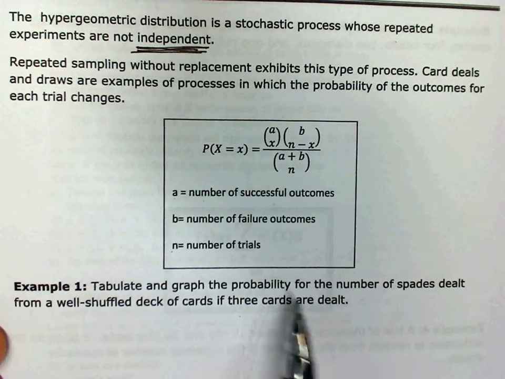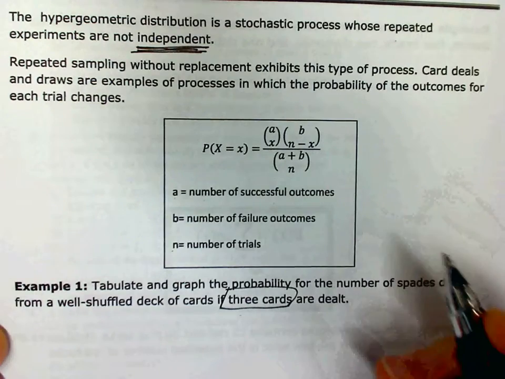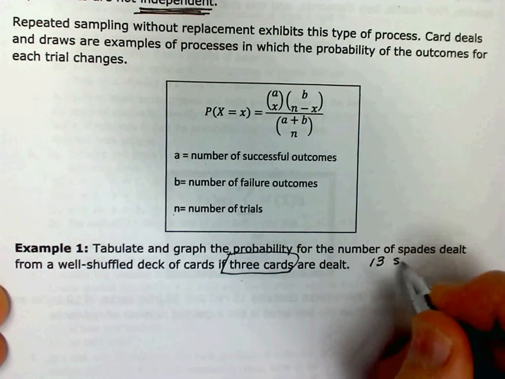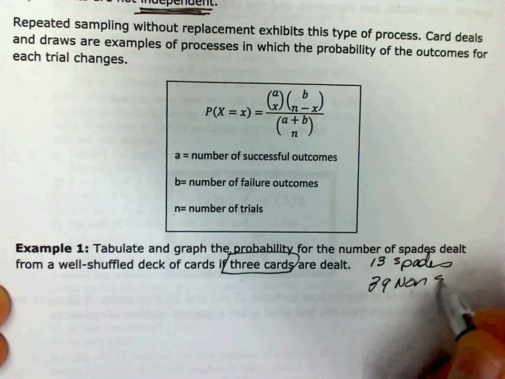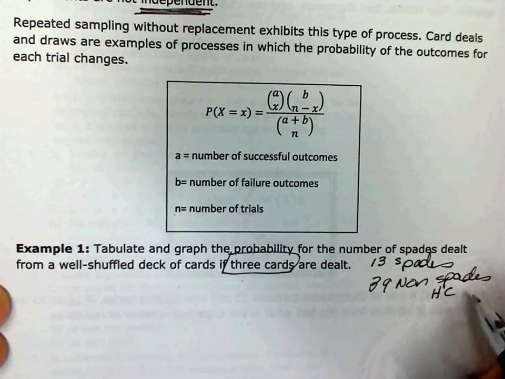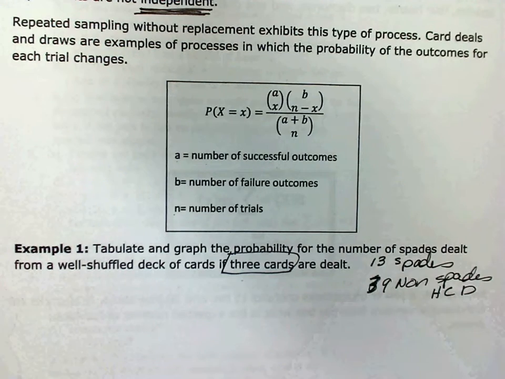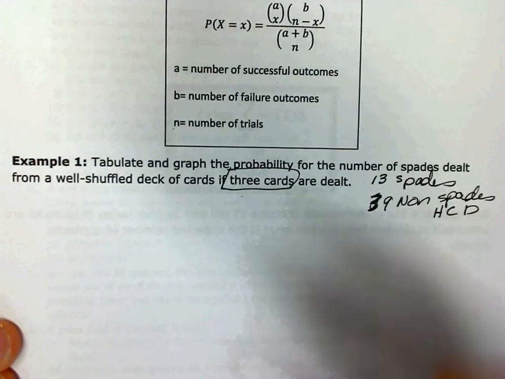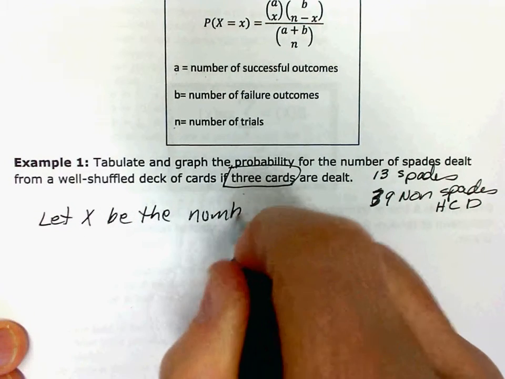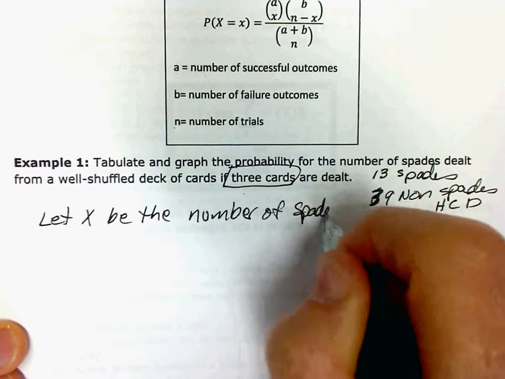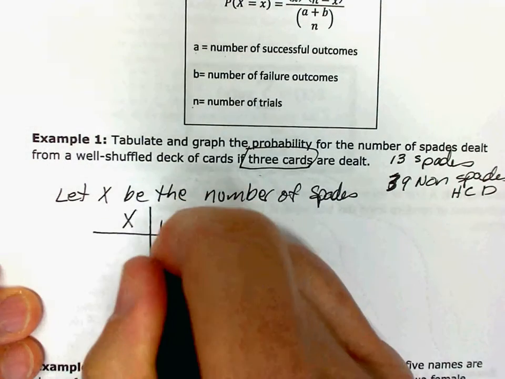Tabulate and graph the probability for the number of spades dealt from a well-shuffled deck of cards if 3 cards are dealt. Okay, so you know in a deck of cards there's 13 spades and 39 non-spades. In other words, hearts, clubs, and diamonds. So what we're counting is spades, so let X be the number of spades, and we'll do the probability of X.